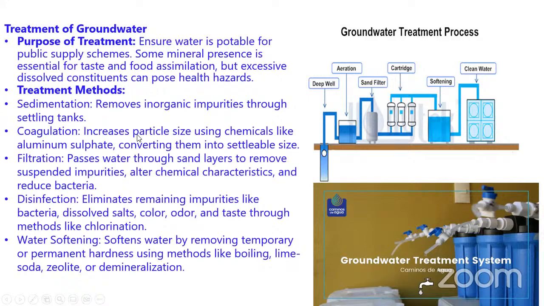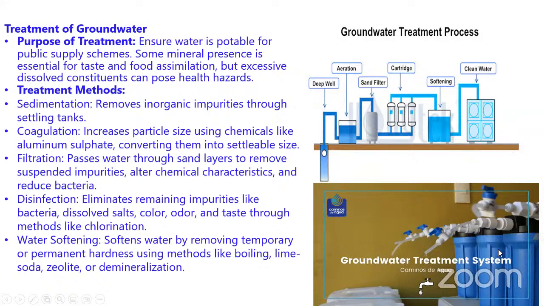There are different types of treatment methods you can observe in the images. See here, from a deep well we are collecting the groundwater. First, we are doing aeration and sand filter. Then we are going for cartridges. These are the cartridges. And then we are going for softening of that water. Then we are supplying clean water for drinking purposes or other purposes. So these are the different steps involved in the treatment of groundwater.